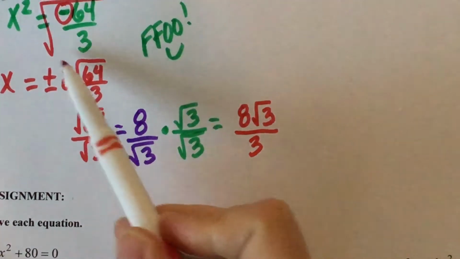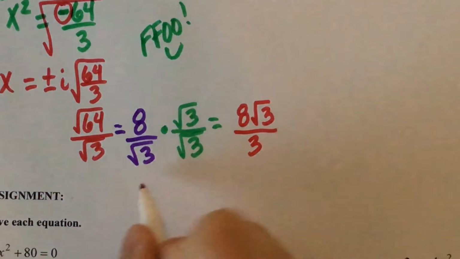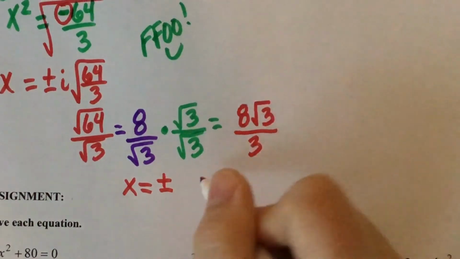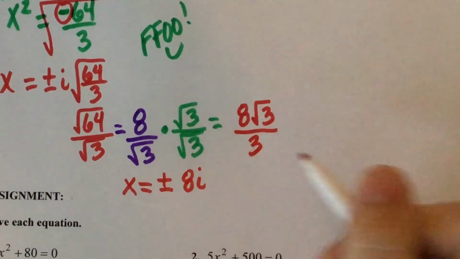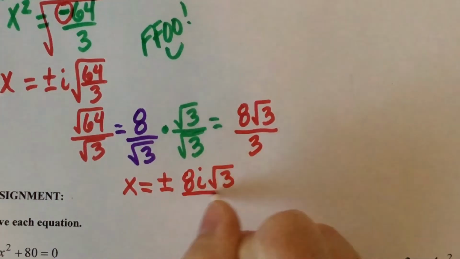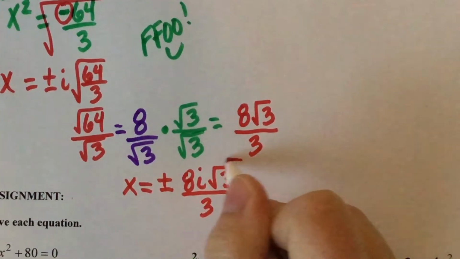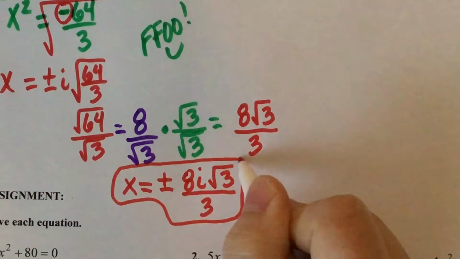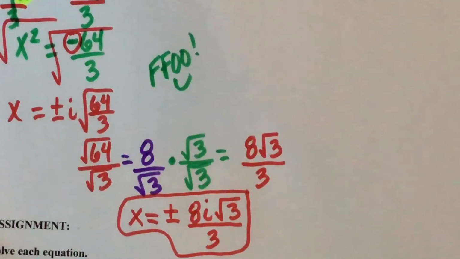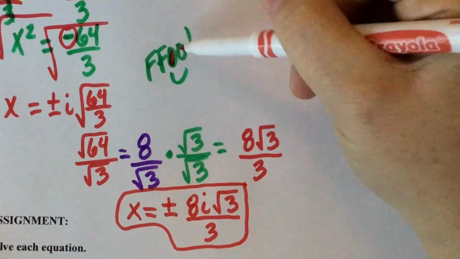I just need to remember to get my plus minus i back in there. Okay, so it's going to go x equals plus minus 8. The i comes after the good-looking number, remember? And then recopy square root of 3, all over 3, like that. And that's our answer. That one might have been a little overwhelming. Typically when students have to foo-foo, they get a little overwhelmed in general.